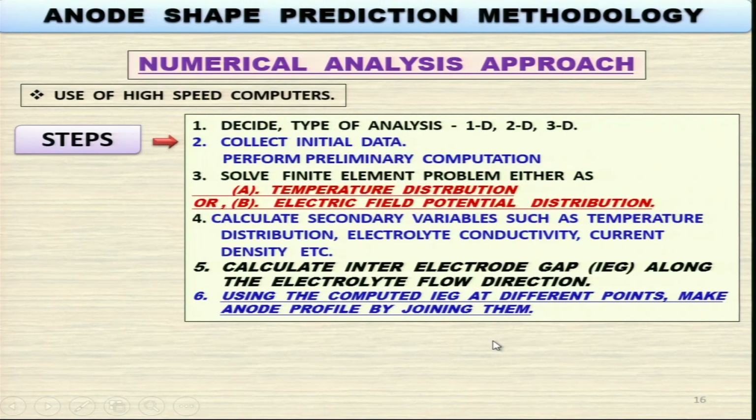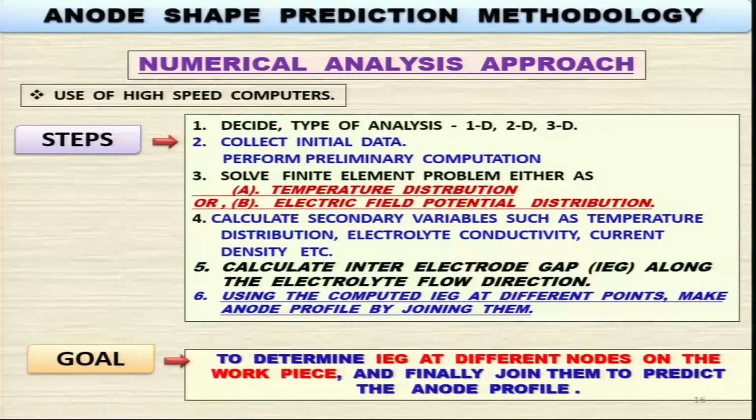And once you join these different points either in 1D, 2D or 3D, what you get is known as the computed anode profile. Here the goal is to determine the inter-electrode gap at different nodes on the workpiece. These nodes are due to the elements, and you can have different kinds of elements, 1D element, 2D element, 3D element, depending upon which problem you are solving, 1D, 2D or 3D problem. And in say 2D also you have different shapes, rectangular shaped elements, triangular shaped elements and so on.